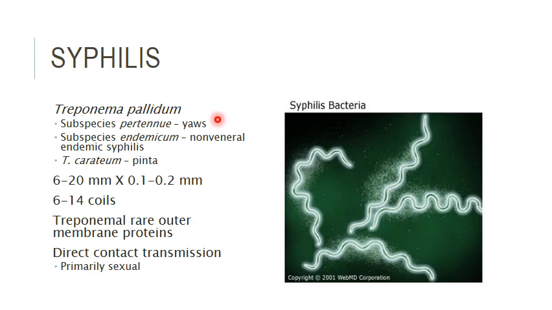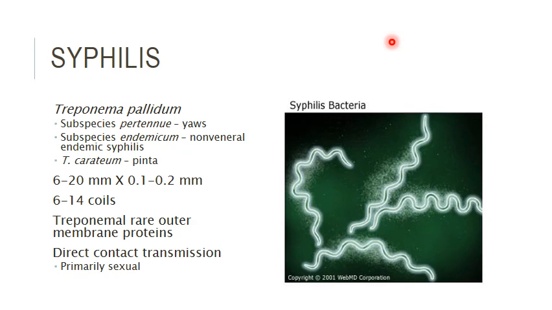There are subspecies, and we've talked about them in other classes. You have pertenue, which causes yaws. You have endemicum, which causes the non-venereal endemic syphilis. And you have carateum, which causes pinta. So they're still pallidum, but they have some certain characteristics that are a little bit different.